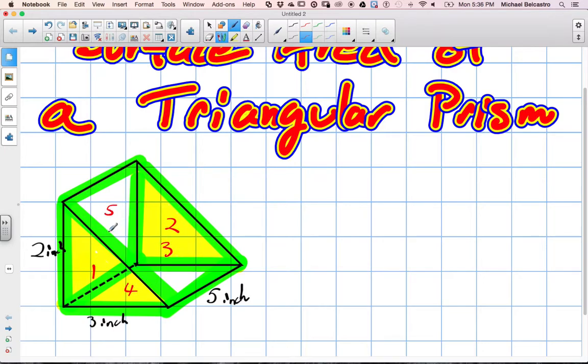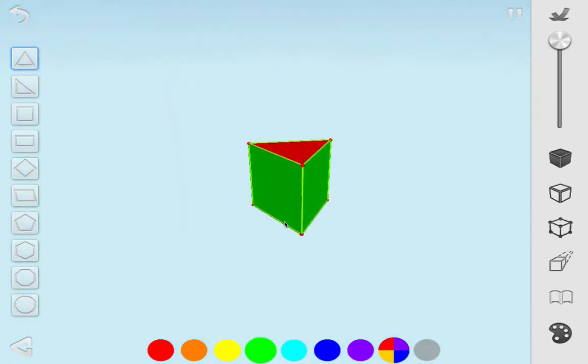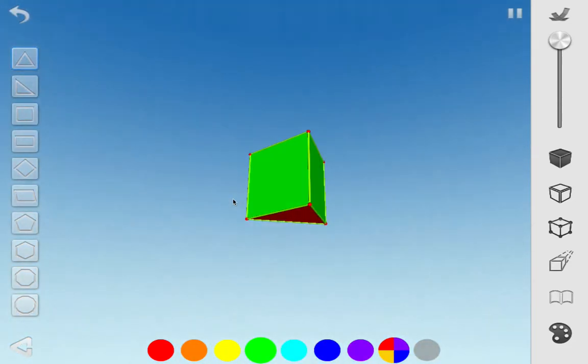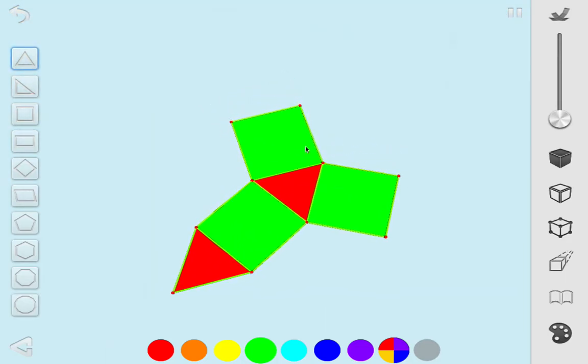Does that look like they're on different faces? This one hovering here is hard to see. But okay, so we have 5 faces. Let's look at it here. We've colored the triangular faces; there are 2 of them in red. Then we have 3 rectangular faces, and when we pull it into the net, it's a lot easier to see. We have 1, 2, 3 rectangular faces, and then the 2 triangular faces.